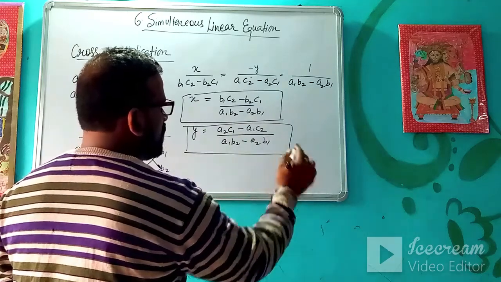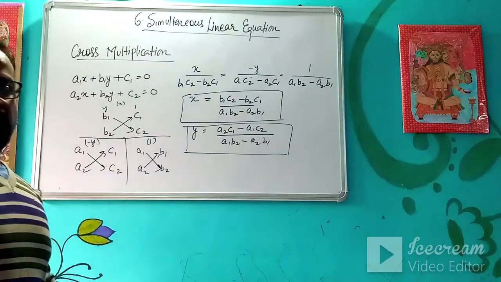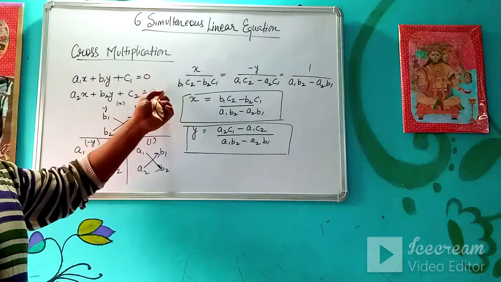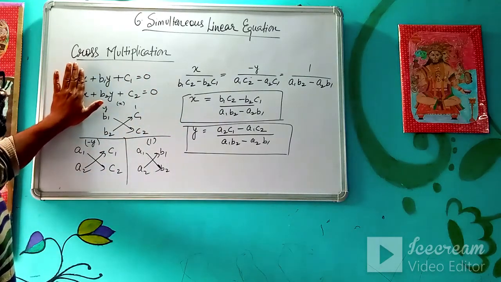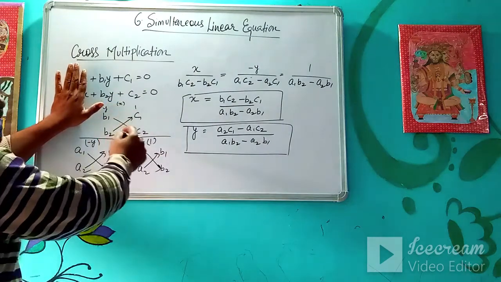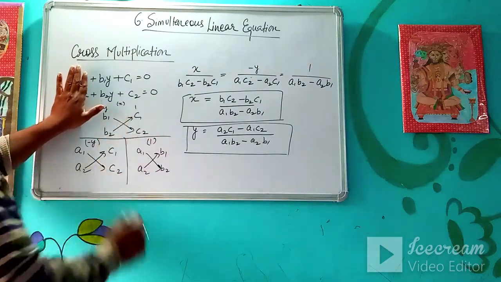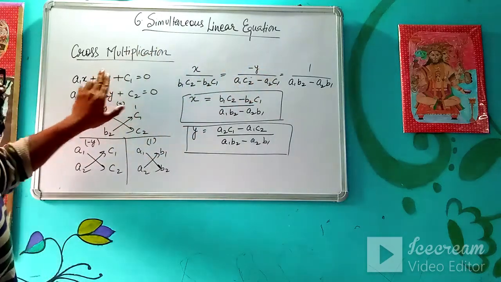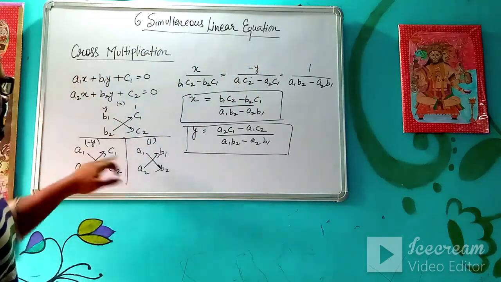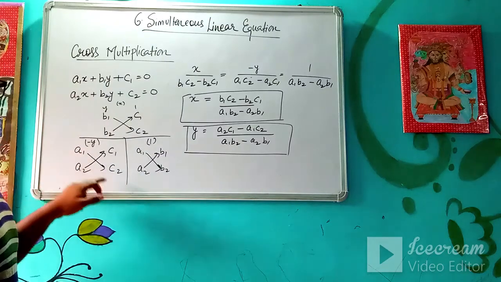Okay, so the first requirement is you have to write the linear equations in this form. Then for finding the value of x, we will hide the coefficient of x. Then we will do the multiplication from left to right. Then for finding the value of y, we will write minus y. We will hide the coefficients of y, and again we will do it left to right.